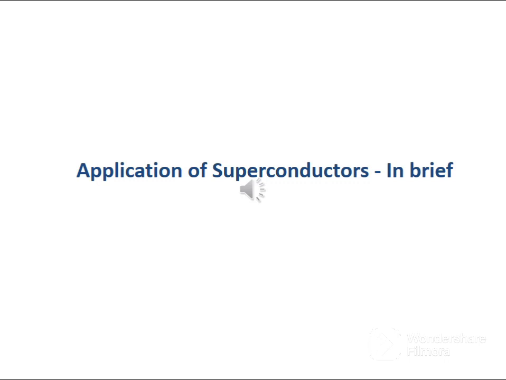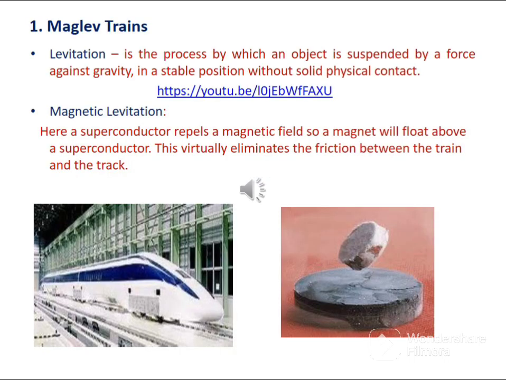Let us now consider the overview of major applications of superconductors. First is the Maglev trains. Levitation is a process by which an object is suspended by a force against gravity in a stable position without solid physical contact. Magnetic levitation: here a superconductor repels a magnetic field, so a magnet will float above a superconductor. This virtually eliminates the friction between the train and the track.